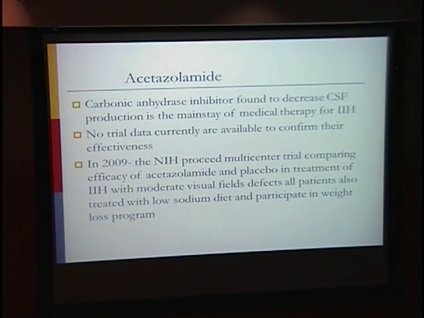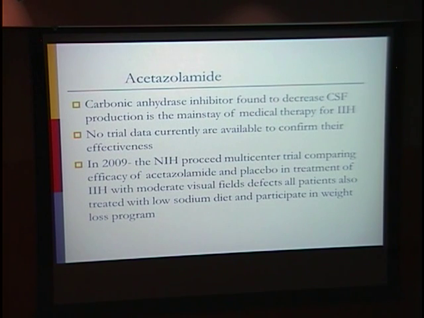Acetazolamide, the carbonic anhydrase inhibitor, that is the first drug. You need to remember that this drug has a lot of side effects. You need to explain to the patient. If you explain to the patient, he can take the medication. They can have paresthesia, a metallic taste, and it can cause a stone in the kidney. And very rarely, but it has happened, aplastic anemia.